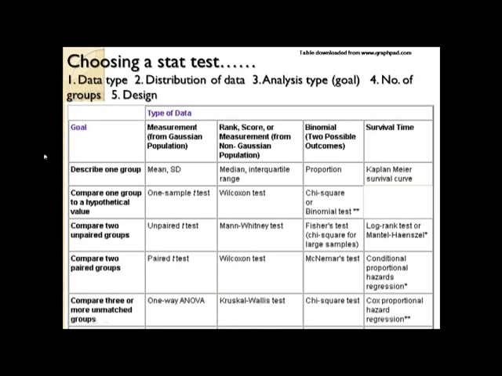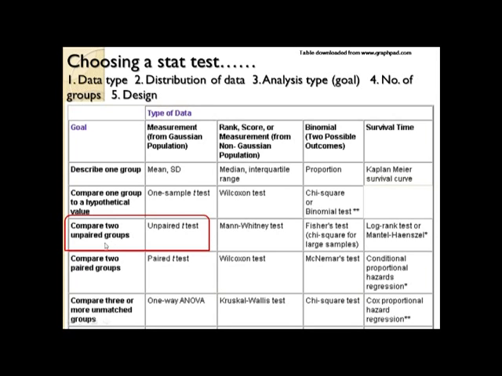So as I said earlier, when you're choosing a statistical test, please look at the type of your data. By type of data I basically mean whether it is quantitative, whether it is categorical, whether it is continuous or discrete, and all that. The second important thing is to look at the distribution of your data. If it is a normal distribution and it is continuous data, you can use parametric tests.